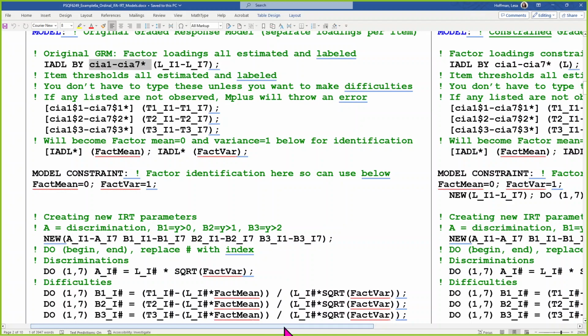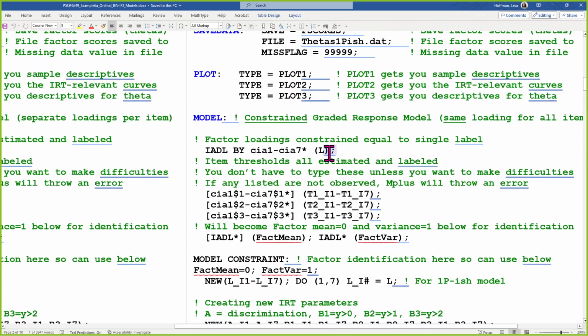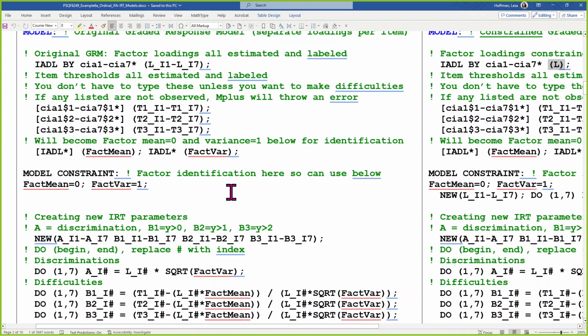In contrast, if I go to the other model on the right-hand side of the page, I have a single L here. Is that a label or a constraint or both this time, if I have just a single one? Yeah, this one's both. It is saying, hey, I'd like you to take that first loading and call it L. And do the same thing for the second, the third, fourth, fifth, the sixth, seventh. So that is a constraint and a label in that case. Labels are needed to make M+ do math for you.